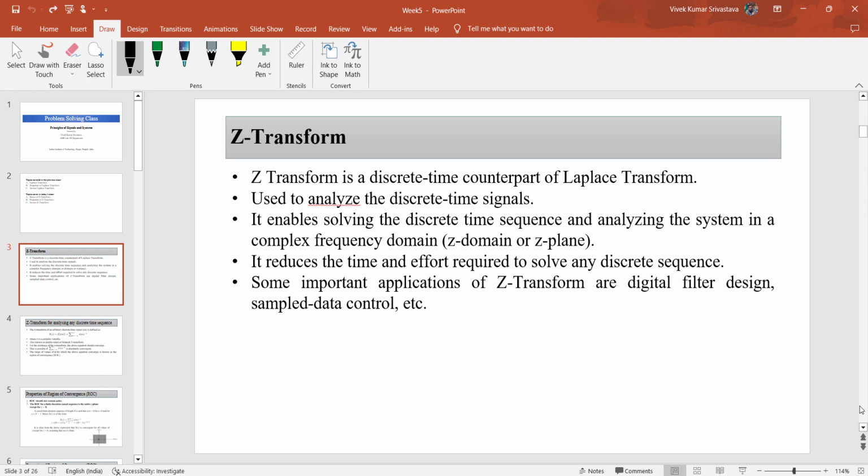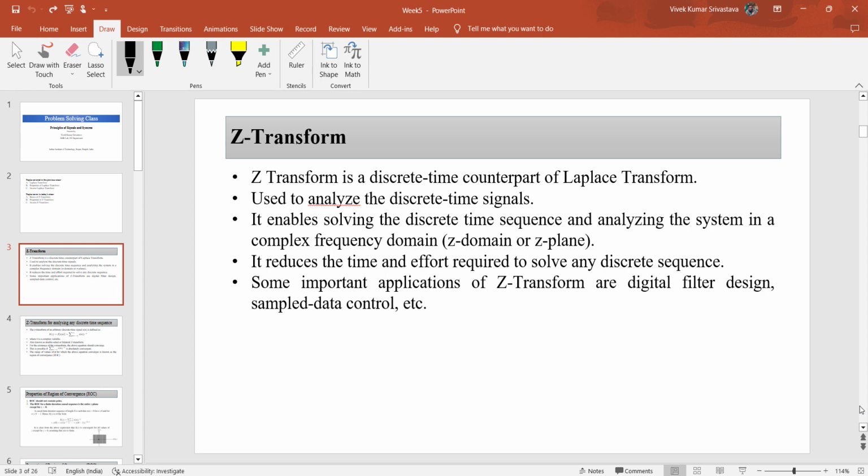So the Z transform is basically the discrete time counterpart of the Laplace transform. In the previous class we saw that for analyzing complex signals, which are continuous time signals, we generally employ the Laplace transform, where we convert the time domain signal into the corresponding frequency domain signal and then analyze it, because sometimes it is very easy to analyze a complex signal in the frequency domain. That's why we use the Laplace transform.